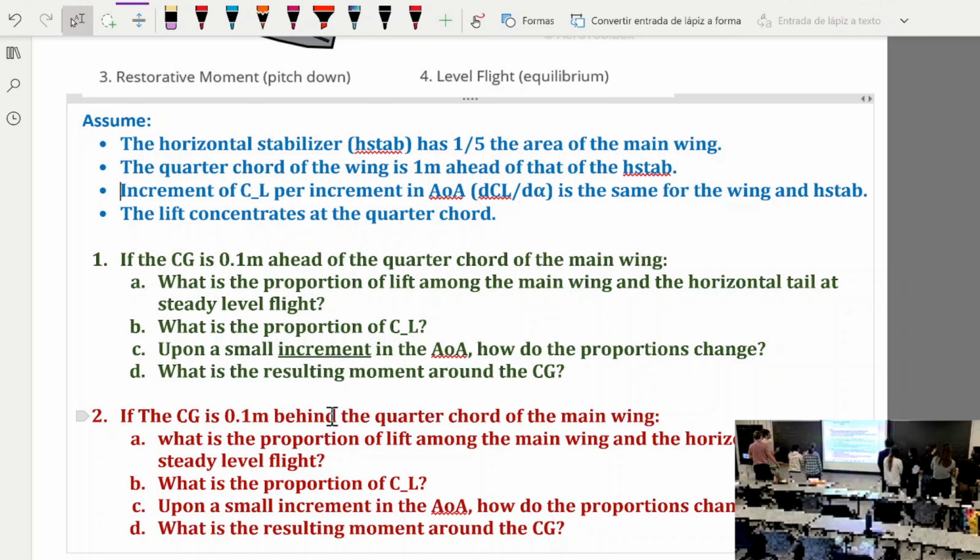Why do both increase by the same amount? This is because we're assuming the increment of CL per increment in angle of attack is the same for both the wing and the horizontal stabilizer. Negative means the horizontal stabilizer has to be providing a downforce. And for question 3, you have to use the assumption that incrementing CL per incrementing angle of attack is the same for both wing and horizontal stabilizer.